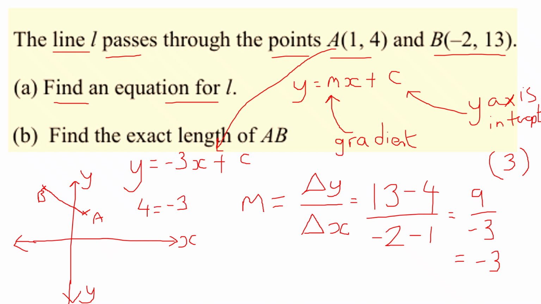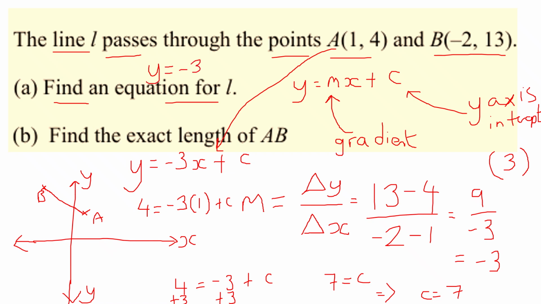So 4 is equal to -3 times 1, so -3 lots of 1, plus c. -3 times 1 is -3. So we have 4 = -3 + c. Adding 3 to both sides, 4 add 3 is 7, so 7 is equal to c. Therefore, c is equal to 7. So piecing my answer together, the equation of line L is y = -3x + 7.